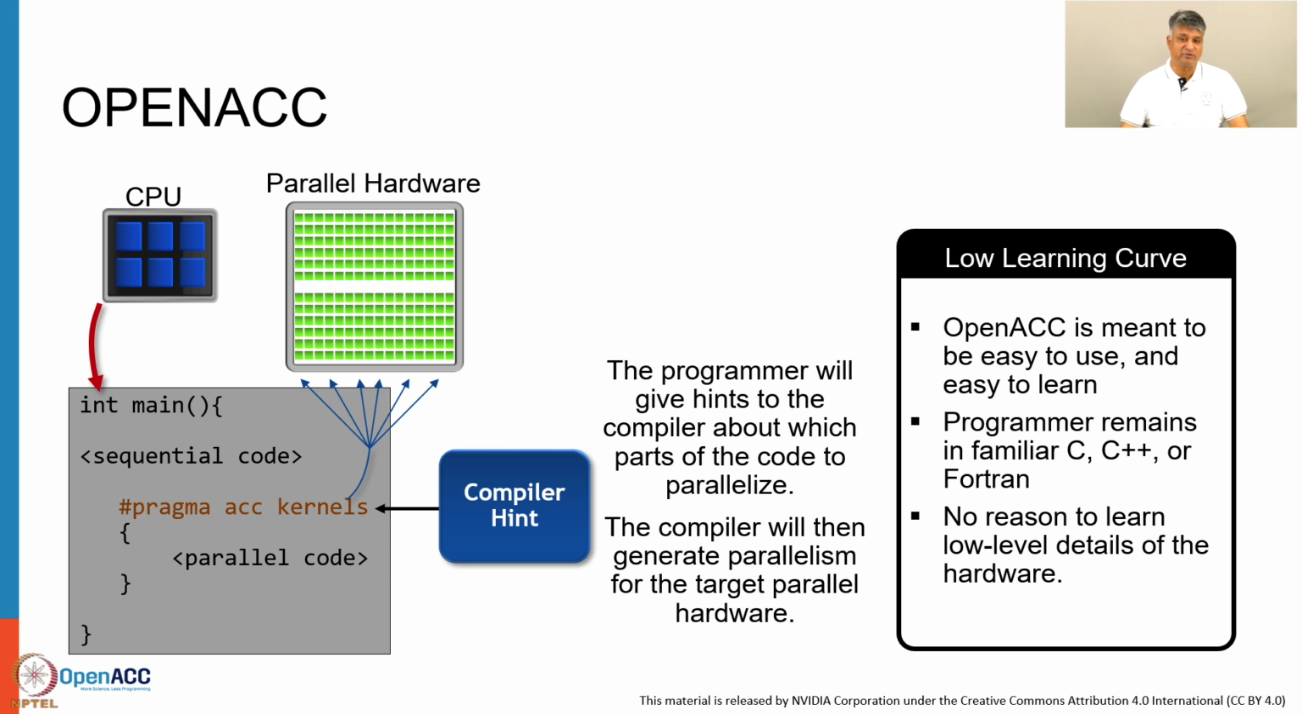The parallelism will be generated by the compiler for the particular target hardware. As I said, the target hardware could be different based on what machine you are on. You then are executing this parallel code on the said parallel hardware. The parallel hardware, as I said earlier, could be multiple CPU cores, could be a GPU, or could be anything.